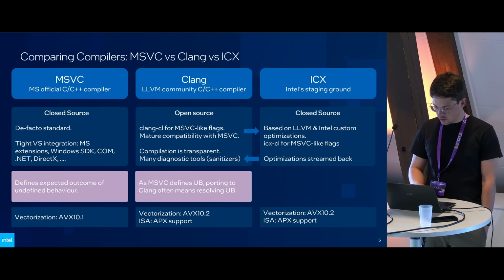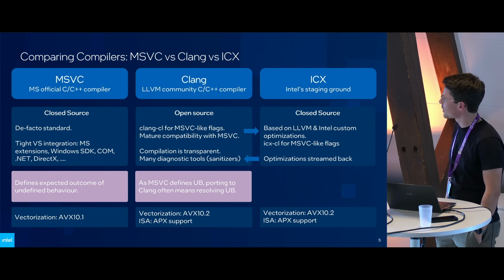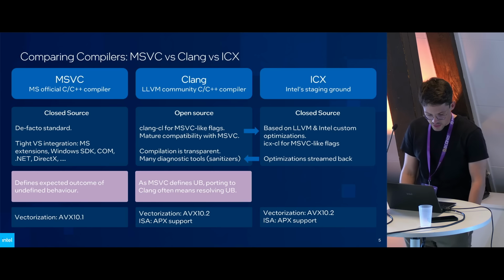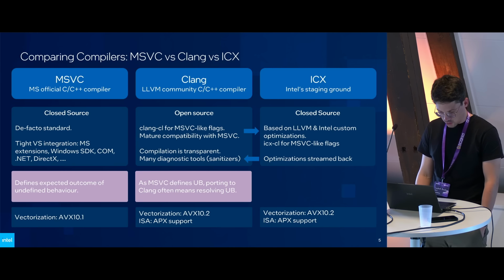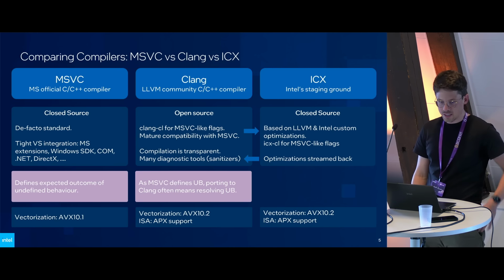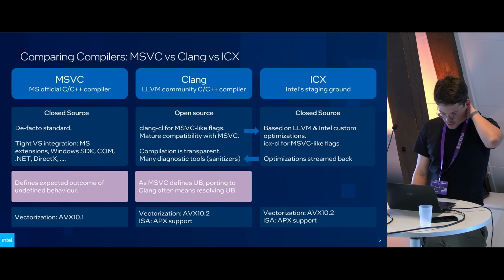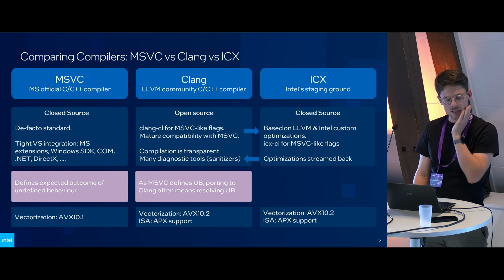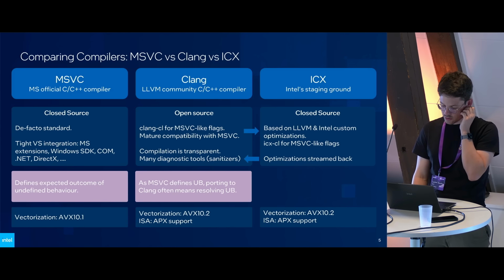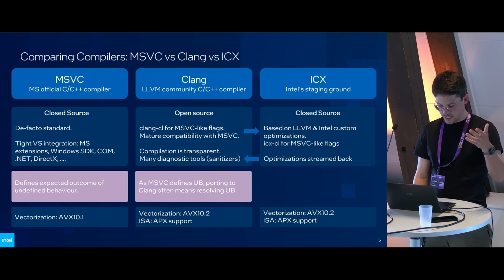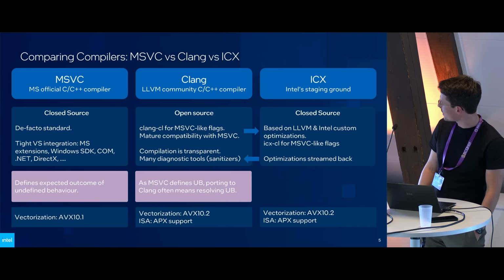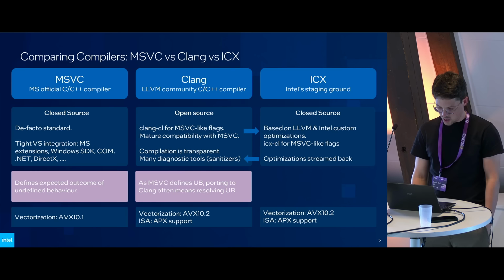What is not part of this talk, but what I still wanted to mention, is the support for the ISA of these compilers. MSVC comes with our upcoming AVX 10.1 vectorization support. For Clang and ICX, we have support for AVX 10.2 and also APX, for which hardware will be available next year.